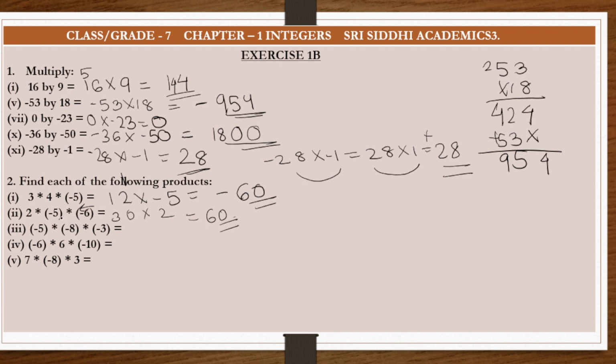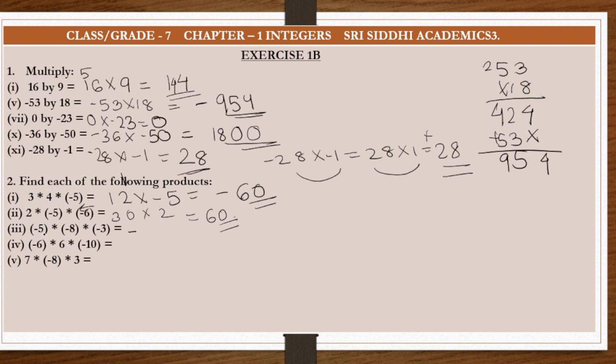Now let's do question number 2, bit 3. Minus 5, minus 8 into minus 3. 3 negative integers are getting multiplied. So the answer will be negative because negative here will make positive, and positive and another negative means it will be negative in the answer, a negative integer will come.